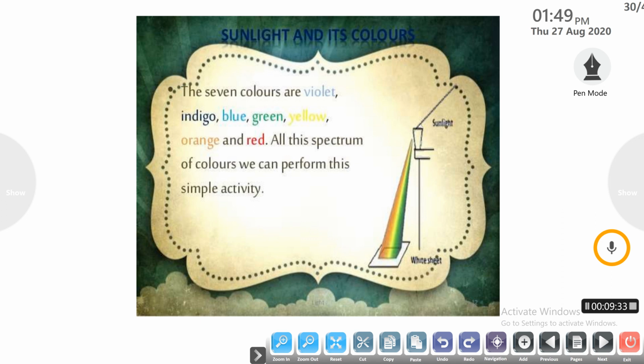Next is the sunlight and its color. Sunlight is basically a white light, but when you observe a rainbow, it is composed of 7 lights. This phenomenon is known as the dispersion of light. You can perform this at home, it's a very simple activity. You can use a white sheet and a prism, and pass the sunlight through them. You can observe 7 different patterns, consisting of violet, indigo, blue, green, yellow, orange and red colors.